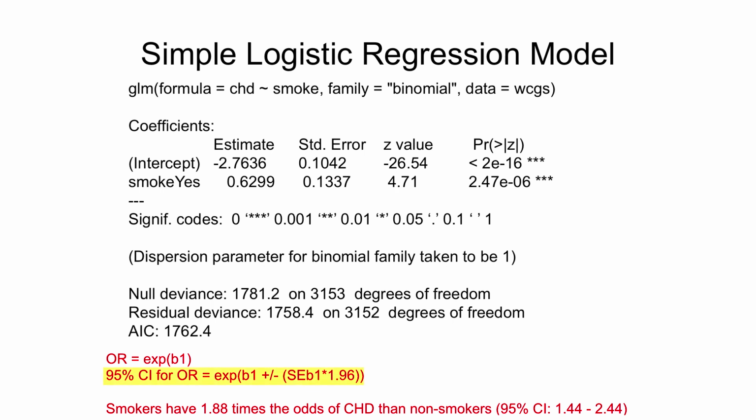We can also calculate a 95% confidence interval for our odds ratio. To do this, we can either use R, or we can do this by hand by multiplying the standard error of beta 1 by 1.96, adding and subtracting this value from beta 1, and then exponentiating to get the lower and upper confidence limits. We can then claim that we can be 95% confident that smokers have an odds of CHD that's between 1.44 and 2.44 times the odds of non-smokers.